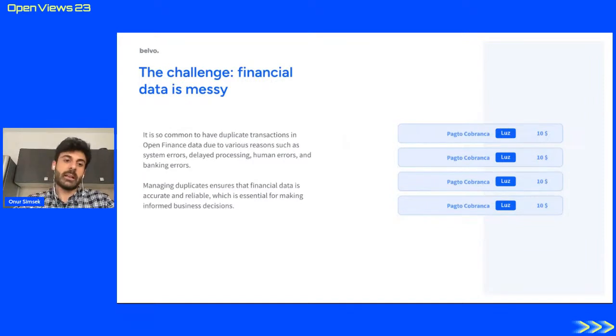And the last one I would like to mention here is it's so common to have duplicate transactions in open finance data. There are many reasons, such as system errors, delayed processing. For example, in the morning, one transaction is in pending status, but the other day it's becoming processed. And let's say there could be some human errors and banking errors. So all these things really require a deduplication process that you need to apply on your system to make sure that you generate better insights and have accurate data. Otherwise, if you use open finance data the way banks provide it today, it's impossible to have accurate results.